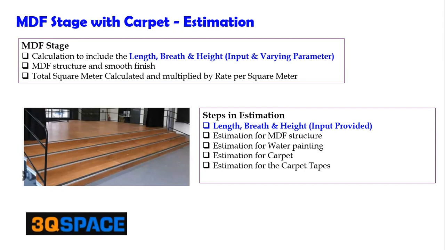So we have designed an approach using ERP Next where we have created a product bundle, and the bundle has all the individual items such as MDF, such as paint, such as carpet, etc., which both from the raw material and the activity point of view are costed. And since we have bundled in the estimation, we pull the bundle and calculate the rate about the varying parameter length, breadth, and height of the MDF stage.